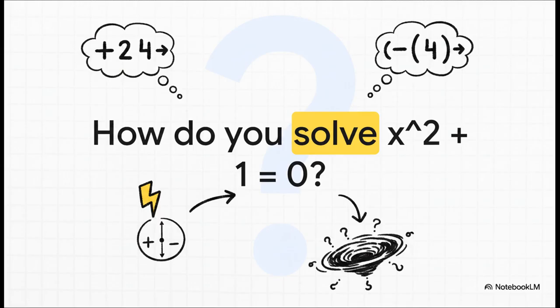But we've all been taught since day one of basic algebra that squaring any real number, whether it's positive or negative, always gives you a positive or at least non-negative result. 2 squared is 4, -2 squared is also 4. So what happens when a fundamental equation demands that a square results in a negative number?